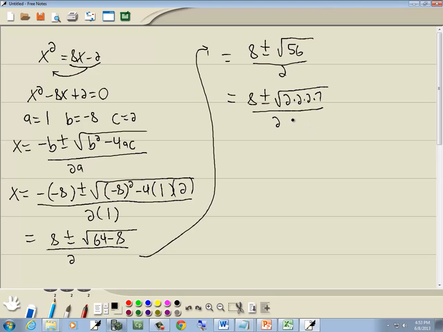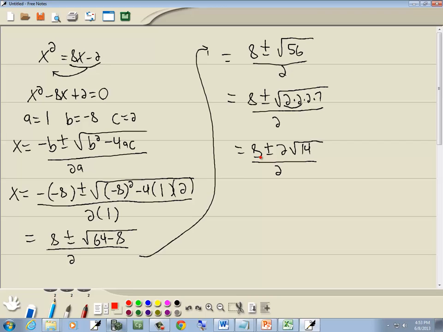Now remember, with the square root, we're looking for a pair of somethings. Here's a pair of 2s, so a pair of 2s is going to come out in front as a single 2. So we've got 8 plus or minus 2. And we're left inside with 2 times 7, and you can't bring any of those out because you've got to have a pair of somethings. This is 1 two, and this is 1 seven. Well, 2 times 7 is 14, all over 2.